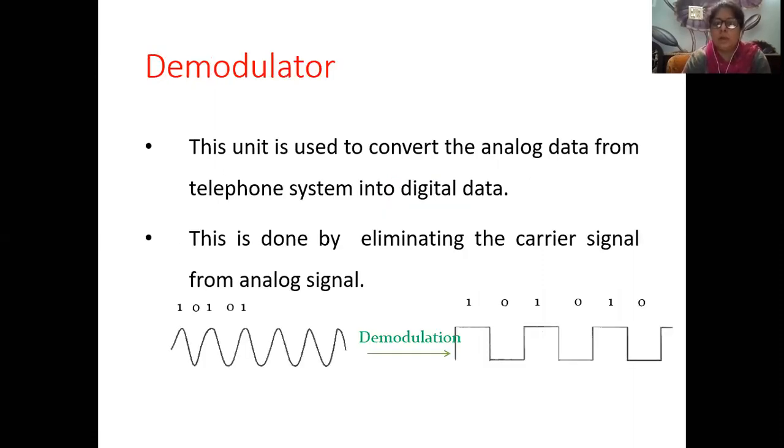Demodulating part. Now in demodulating unit, we convert analog data from the telephone wire into digital data. In the figure, you can see analog signal is demodulated to digital signal in the form of 0 and 1. So this is for the destination side, for the receiver.